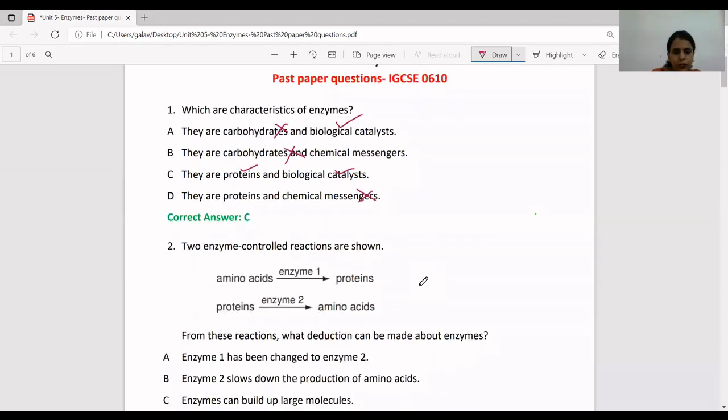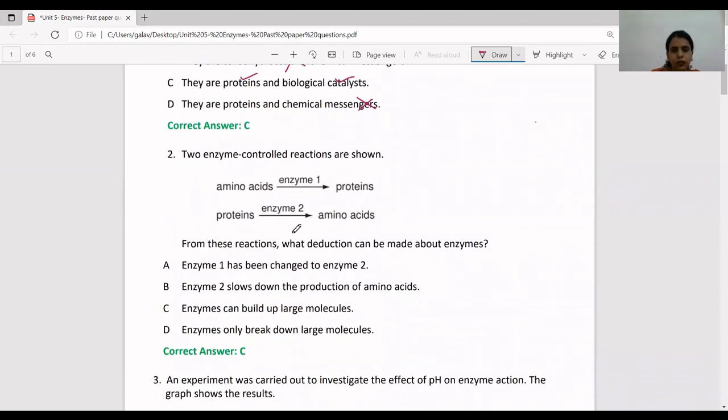The second question is: two enzyme controlled reactions are shown. Okay. So amino acids with the help of enzyme 1 are converted into proteins. Fine. And here the second enzyme controlled reaction is proteins with the help of enzyme 2 are converted into amino acids. Now from these two reactions, what deductions can be made about an enzyme?